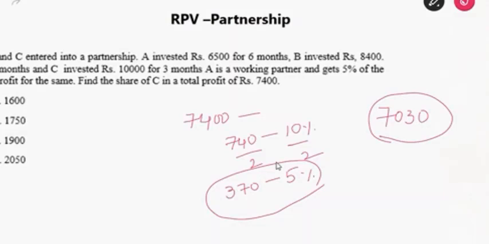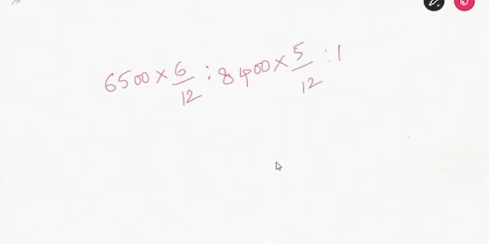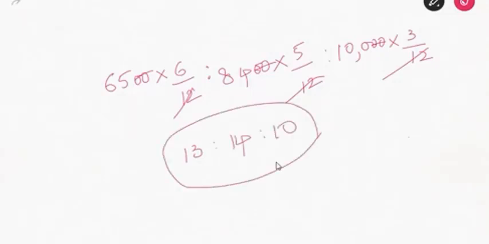And this has to be shared between A, B, C, and this sharing will depend upon their investment and the time of investment, right? Now see here, A invested 6,500 rupees for 6 months out of 12 months, and B invested 8,400 for 5 months out of 12 months, and C invested 10,000 for 3 months out of 12 months. So make a ratio of these and simplify. At last, 13 is to 14 is to 10 is the ratio of profits of A, B and C.